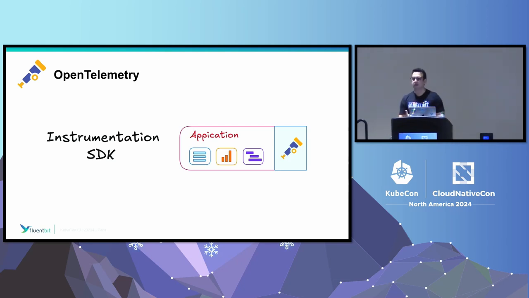OTel encourages users to instrument their applications by using the OpenTelemetry SDKs for Golang, Python, Rust, all the languages that are available. So your application can natively create telemetry data, package that with that schema, and use a transport of OTLP to send that to an OTLP endpoint. This is purely OpenTelemetry.